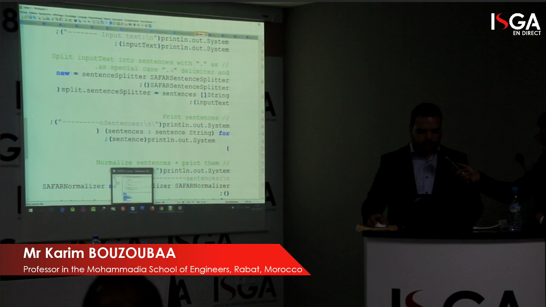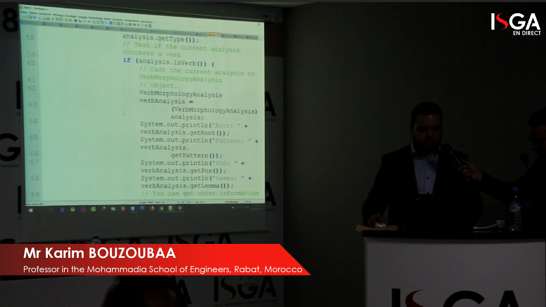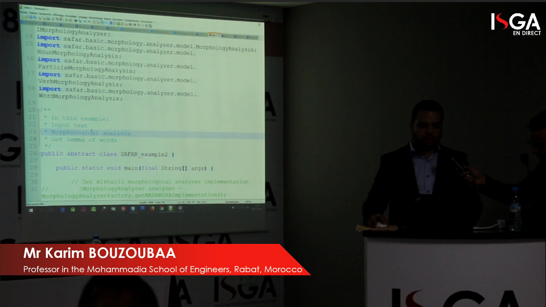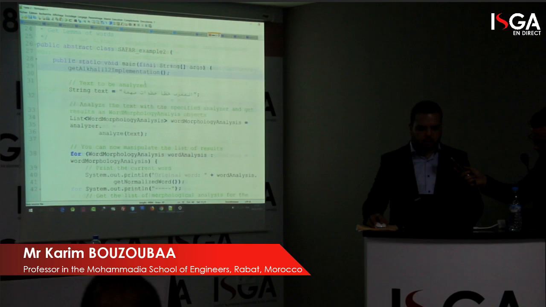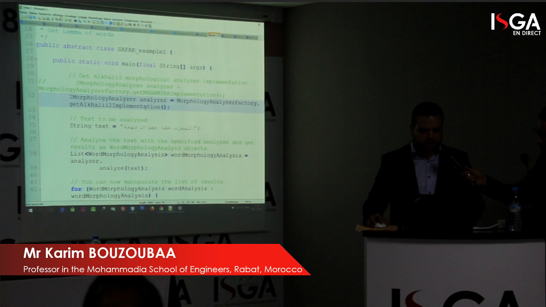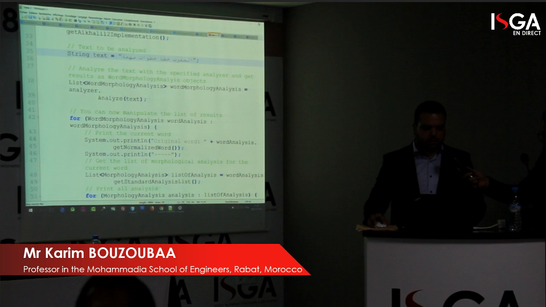So the next example consists of morphological analysis of an input text and getting the lemma of words. So we start by calling the morphological analyzer to use. We have several ones such as Madamira, Al-Khalil, Bama, etc. These are already developed and we have integrated them within the platform. We take an input text and we call the analysis process and we get the results in memory objects.